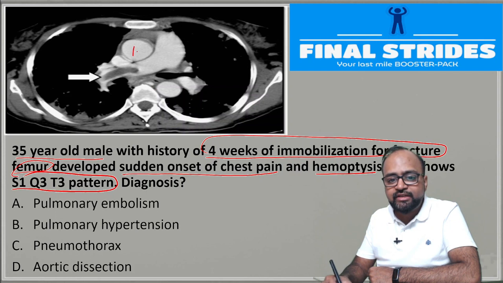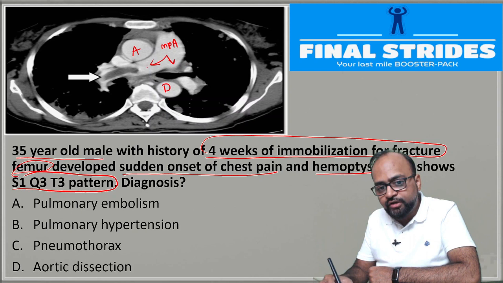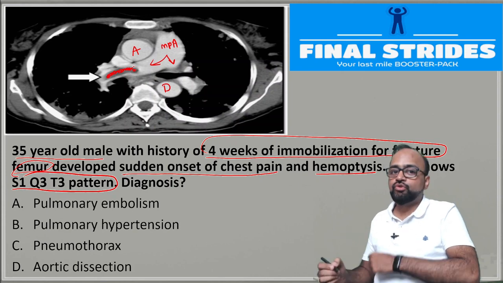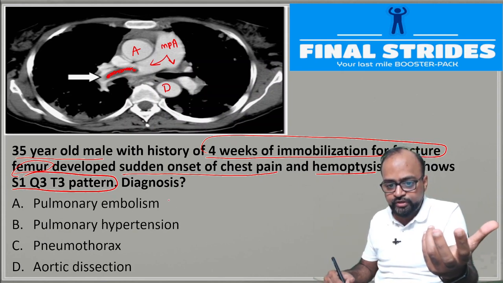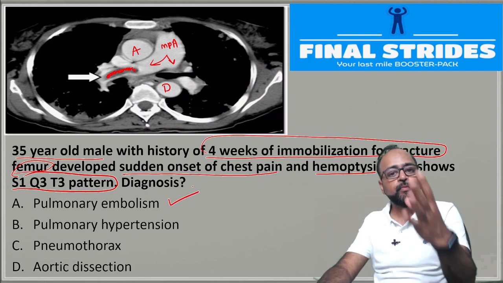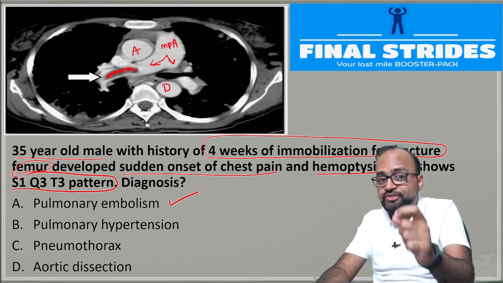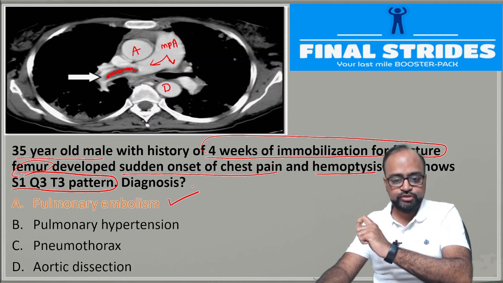You look at the ascending aorta, normal, descending aorta, normal. You see the main pulmonary artery is normal, dividing into right and left parts. Look within the right pulmonary artery, you see this filling defect. This is nothing but the thrombus in the main right pulmonary artery. So when a thrombus or an embolus is stuck within the pulmonary artery, it is what? It is pulmonary embolism. So this is a very classical history clincher of pulmonary embolism.